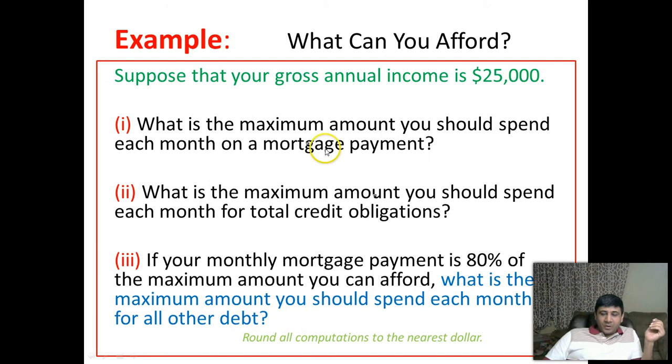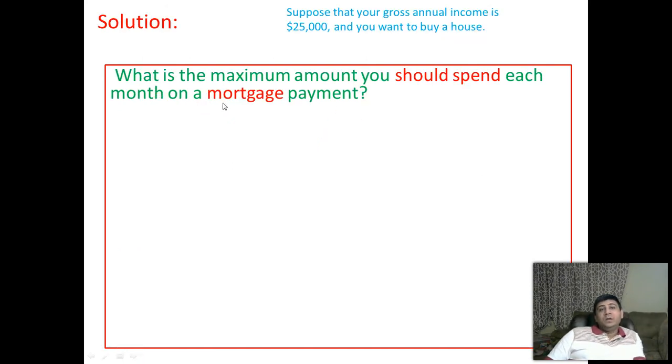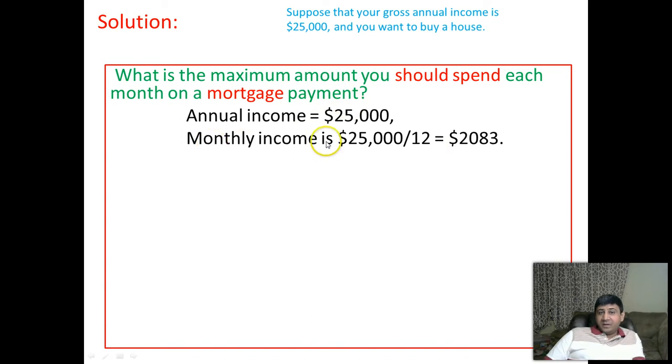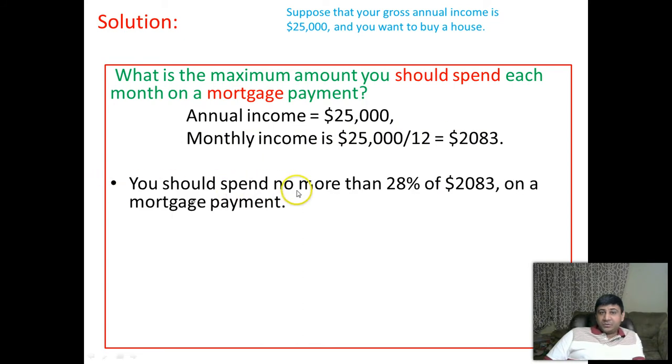So let's look at them one by one. First one is, what is the maximum amount you should spend each month on the mortgage payment? The annual income is $25,000, and the monthly income is $2,083, and you should spend no more than 28% of your monthly income on a mortgage.